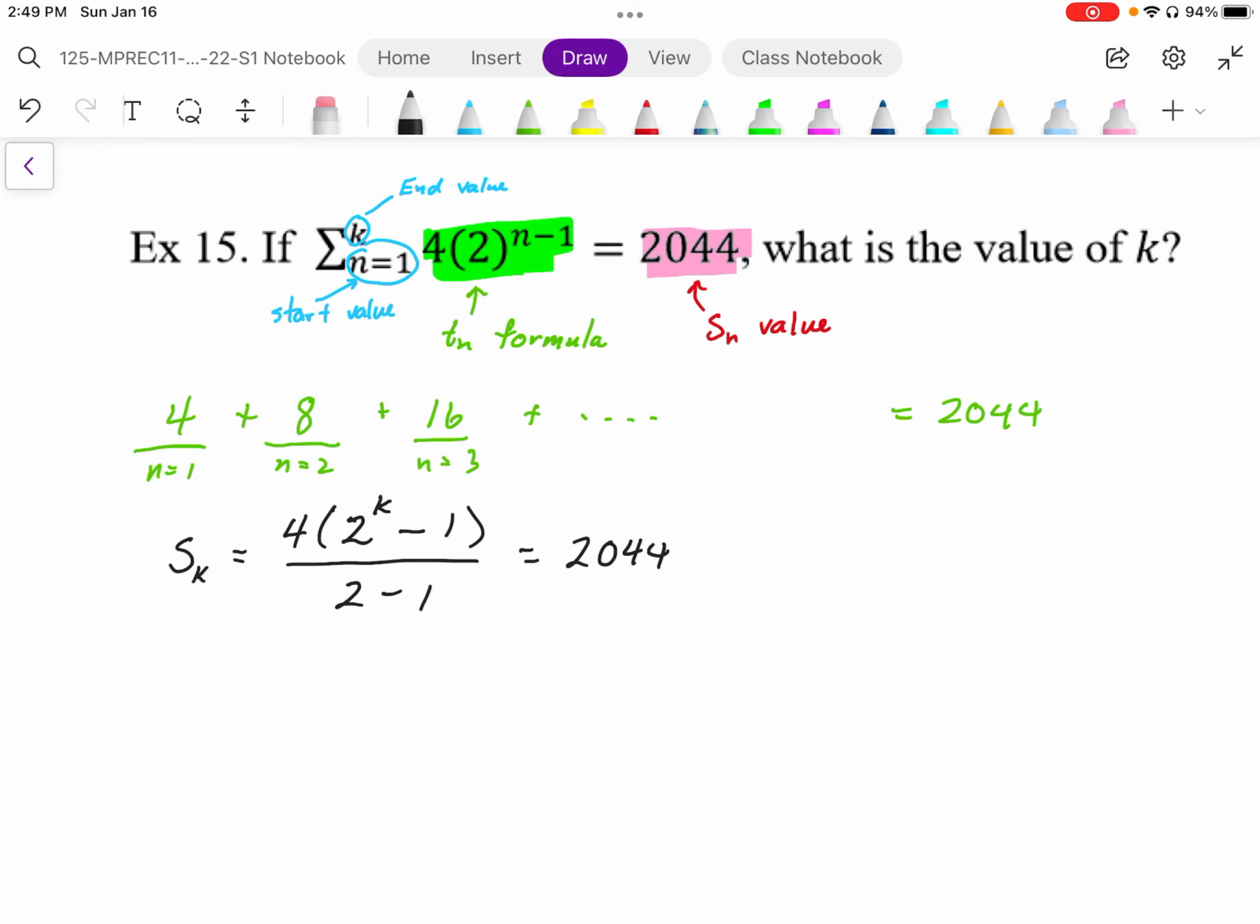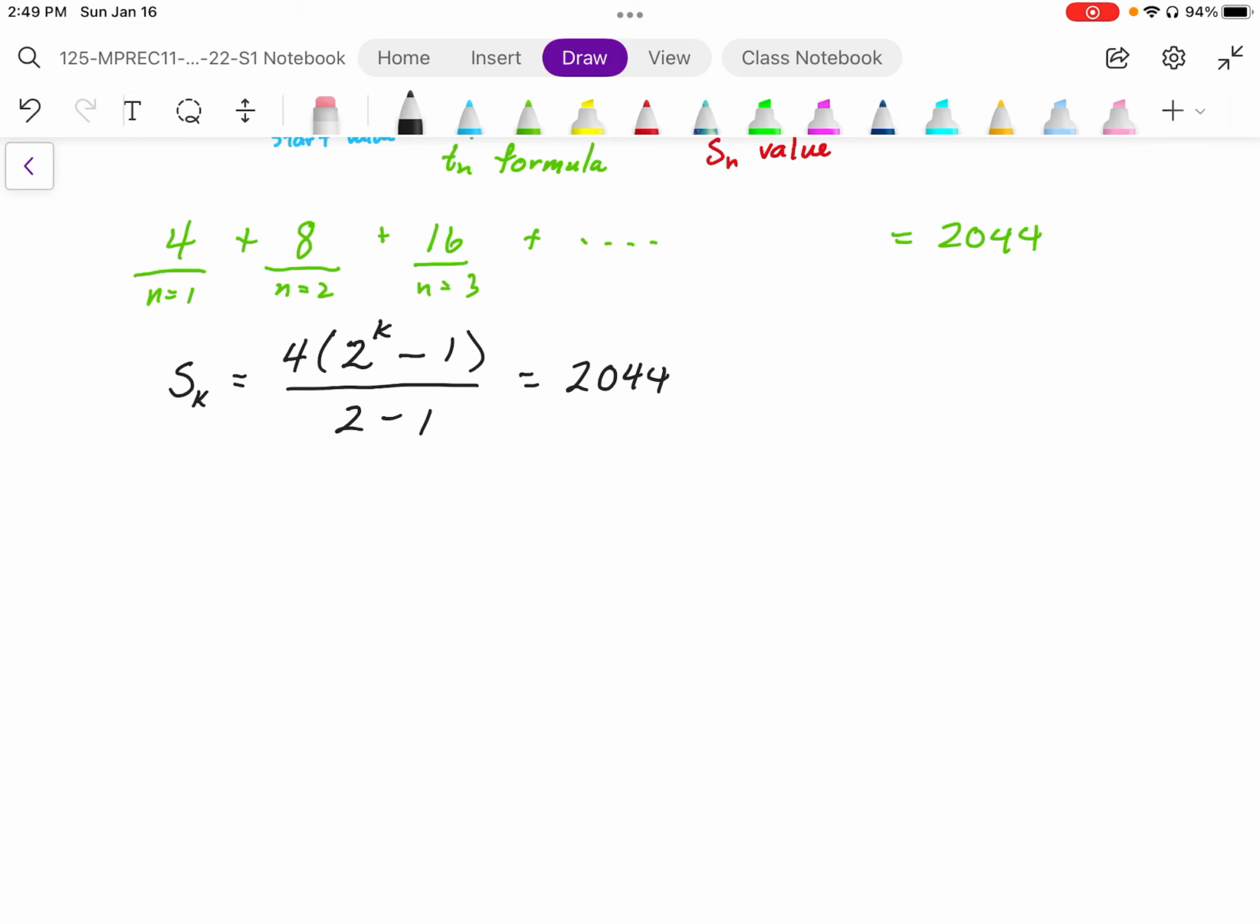At this point, we can solve for the k value. So I'm going to rewrite this as the denominator becomes 1, so this becomes 4 times 2^k minus 1 equals 2044. Solving this, I'm going to divide both sides by 4. So I get 511. Solving for k, I'm going to add 1 to both sides, 512.